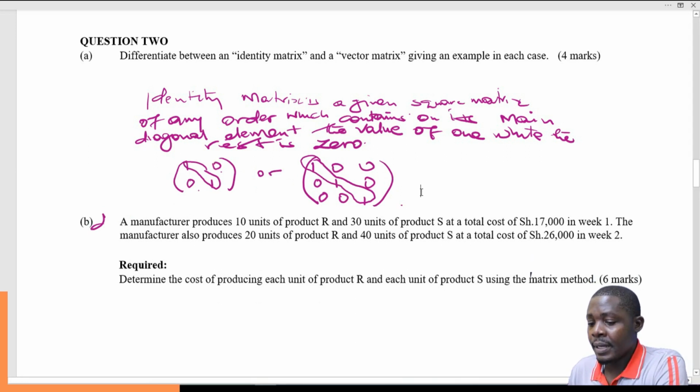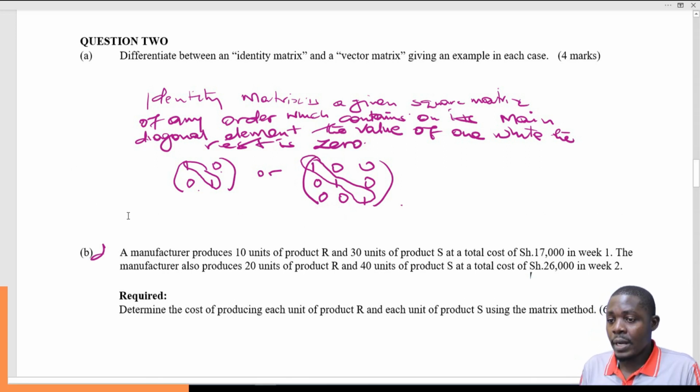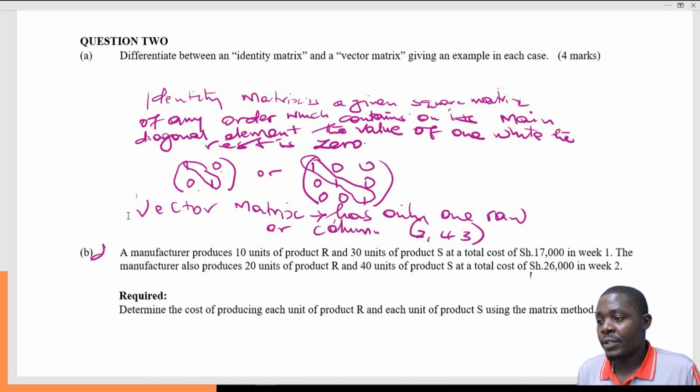While the vector matrix is a matrix which has only one row or one column, like 2, 4, 3, or we can have 3, 5, 6 in that order.